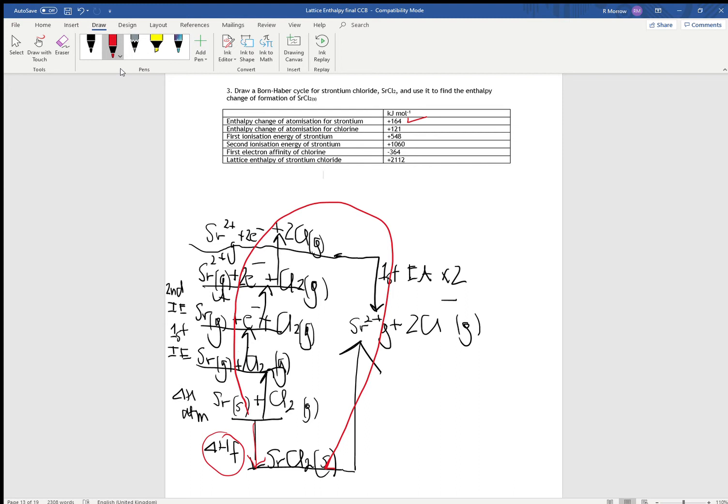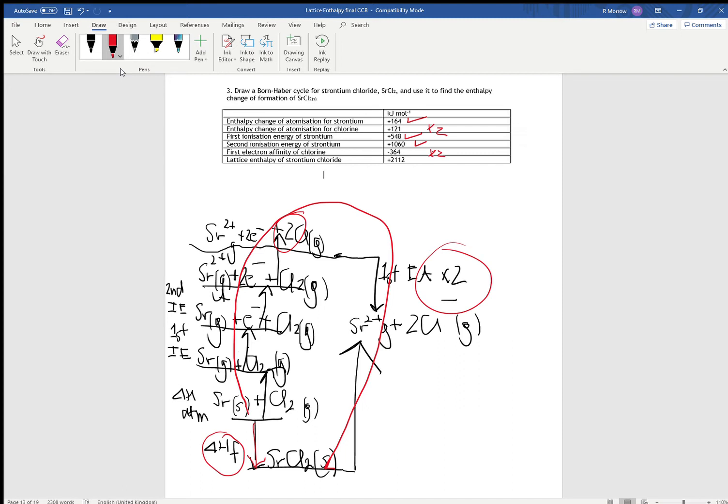If you look here, we are having to make 2 moles of gaseous atoms. So that's going to have to be times by 2. First ionization energy of strontium, that's fine. Second ionization energy of strontium, fine. First electron affinity of chlorine, well, we've got to do that times 2 as we said here. And then we've got our 2, 1, 1, 2.